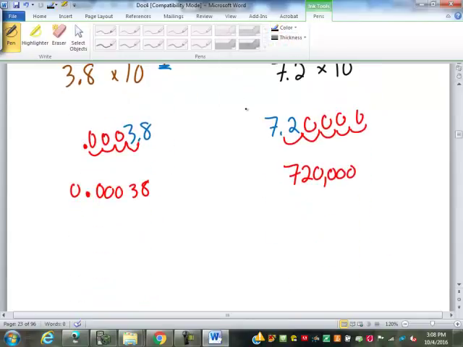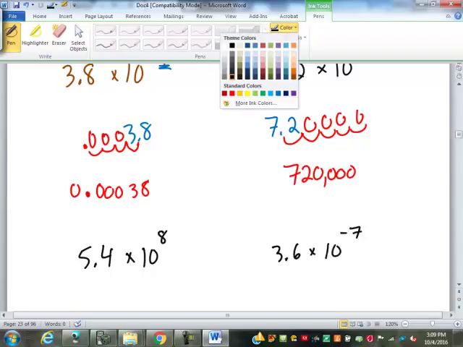So in your notes, 5.4 times 10 to the 8th and 3.6 times 10 to the -7th. Convert those back into standard notation, or standard or decimal notation is what it would be called.